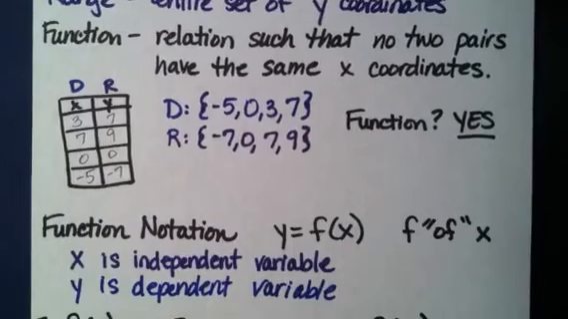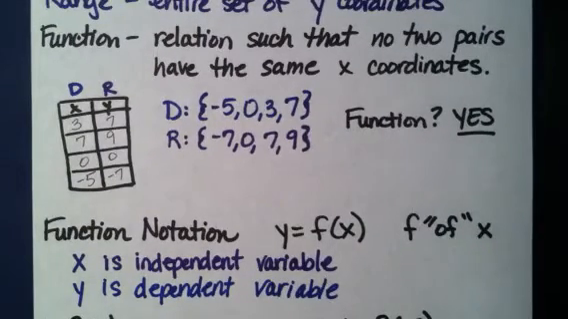For function notation, we write y now as f of x. X is the independent variable and y is the dependent variable because it depends on what we plug in for x. Let's do an example.